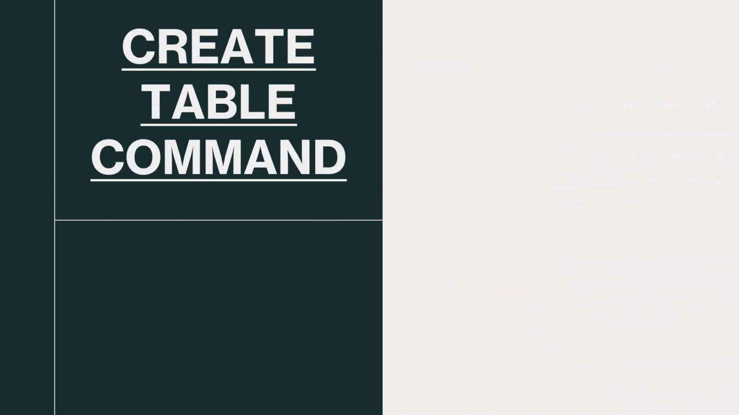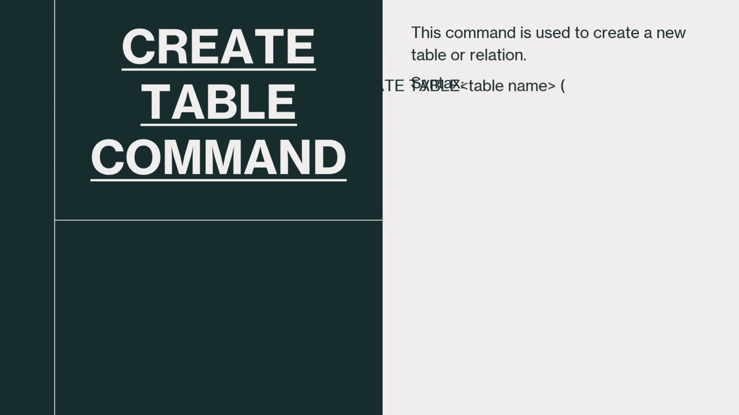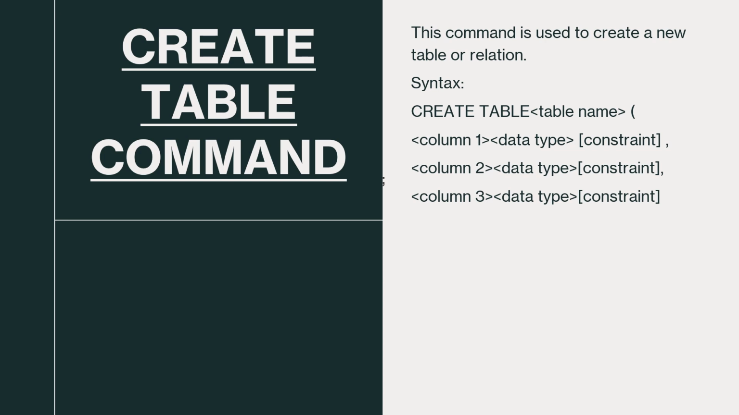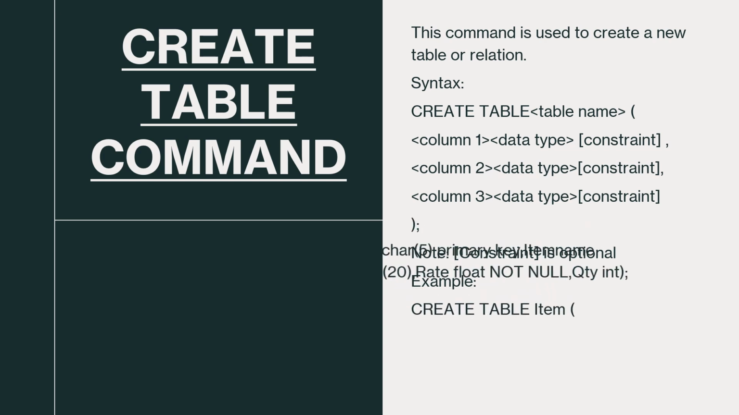Create table command. This command is used to create a new table or relation. Syntax: create table name, column 1 data type constraint, column 2 data type constraint, column 3 data type constraint. Note: constraint is optional. Example: create table item, item_no char 5 primary key, item_name varchar 20, rate float not null, quantity int.